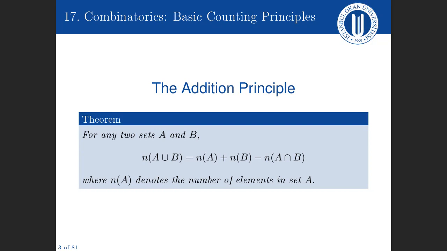So the number of elements in A union B is going to be the number of elements in A plus the number of elements in B. And then so that we don't count things twice, we're going to minus the number of elements in A intersection B.